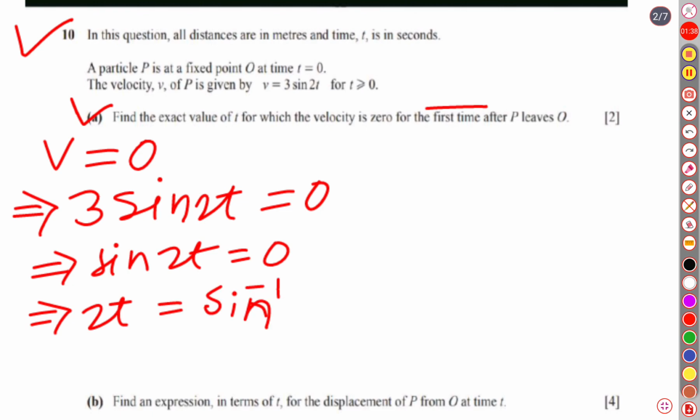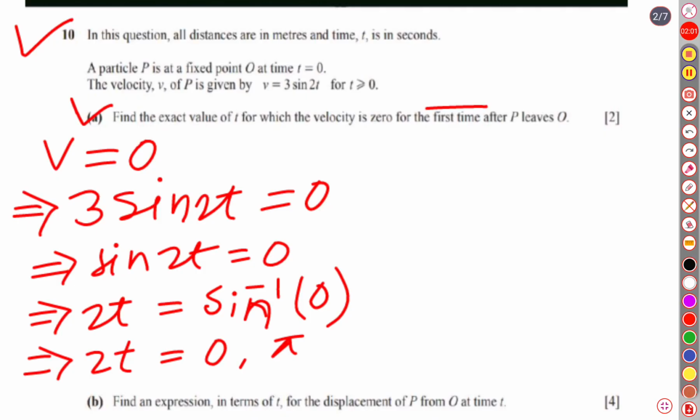sine inverse of 0. And we know sine inverse of 0 means 0 or pi. When x is equal to 0 or pi, then the value of the function gets 0. That means here, instead of x, we are finding the value of t. So when t is 0 or pi, the graph will look like this.